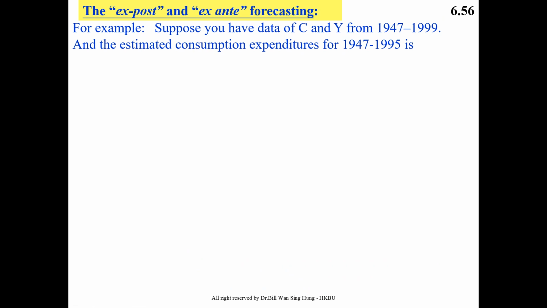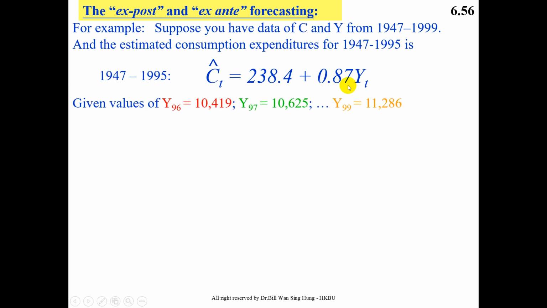The ex post and ex ante forecasting. For example, suppose you have data on C and Y, that is consumption and income from 1947 up to 1999, and the estimated consumption expenditure for 1947 up to 1995 is like this: C T hat is equal to 238.4 plus 0.87 YT, where 0.87 is the marginal propensity to consume.